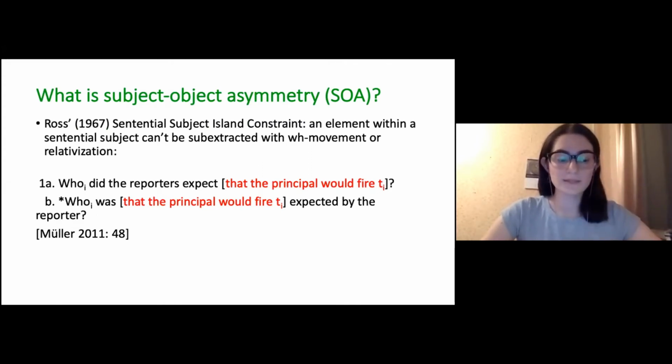The island properties of subjects in comparison with objects were first described by Ross as the sentential subject island constraint. It means that any element within a sentential subject cannot be moved out of it with WH movement or relativization, as you can see in English in example 1b.